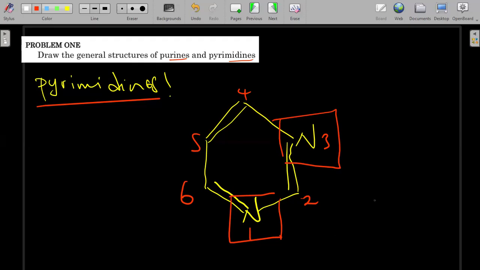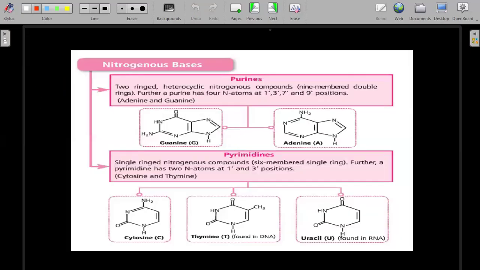Now when you substitute some of these positions with functional groups, different atoms, you form those different pyrimidines or those different purines. On the next page, you can see that I have the two types of purines that are there. There's guanine here. This is the guanine structure.